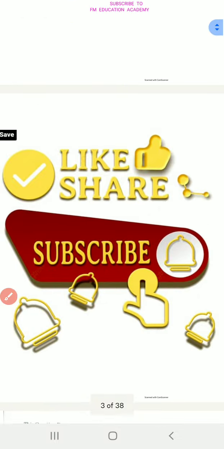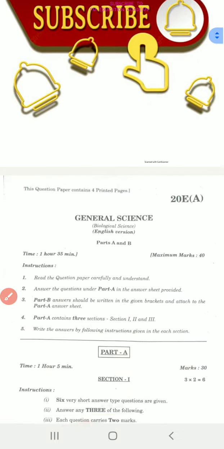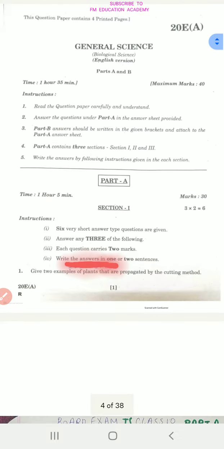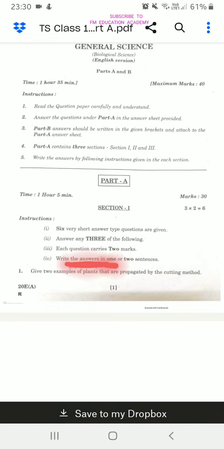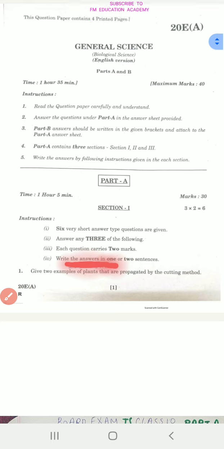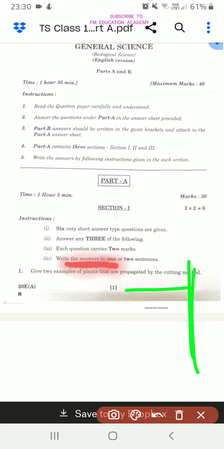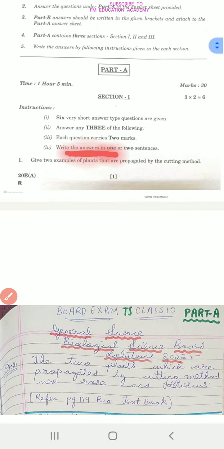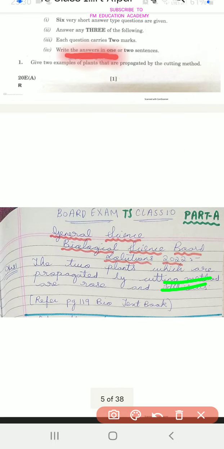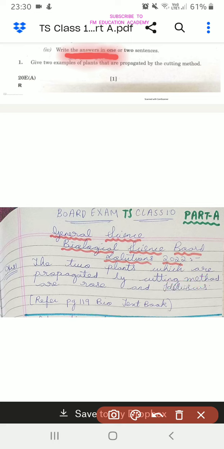So the first question of class 10 general science biological science paper was, give two examples of plants that are propagated by the cutting method. So cutting method comes under artificial propagation. Okay, this is there in your textbook also, on page number 119 of the biological TS SCERT textbook. So the two plants which are propagated by cutting method are rose and hibiscus.